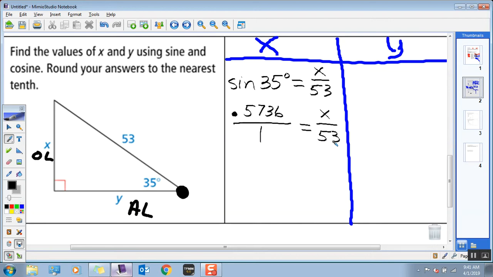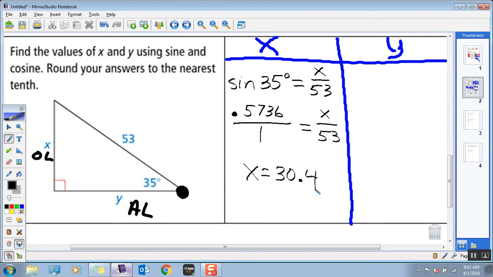By the way, when I solve for x and y, how should my answers be relative to 53? Longer, shorter? Shorter. Better be shorter, because which side is always the longest? Exactly. Oh wait, is it 5,736 or is it the decimal? That's 0.5736. I made a really big decimal point. No, you're fine. So cross multiply that. Tell me what you come up with for x. Let's go nearest tenth. 30.4. And Sonny, I'm going to come back to you.